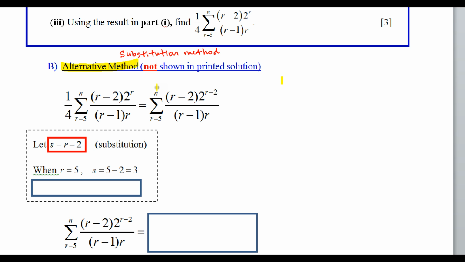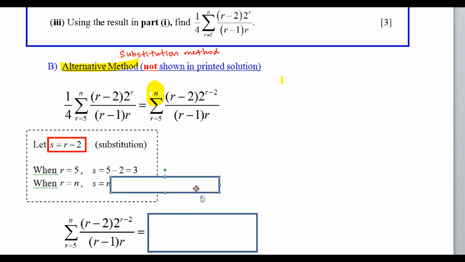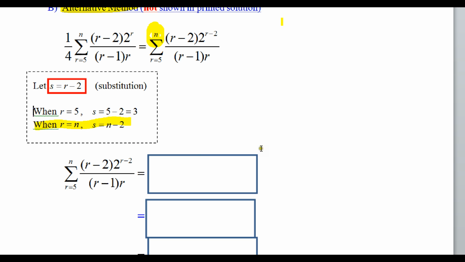Let's not forget there's this upper bound which is r equals to n. So, when r is equals to n, then s must change accordingly. s must be n minus 2. Now, I cannot emphasize this enough. This step is the one that is important as well. Once you do that, then the next line becomes obvious.